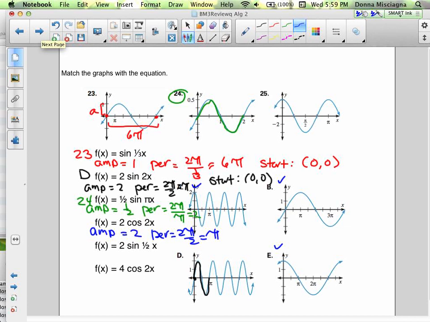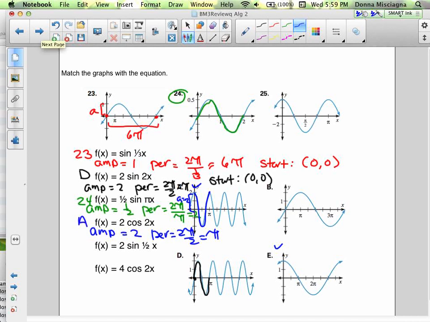Cosine starts at its max, because we have no shifts here, so we have to start at our max. That's going to eliminate this graph here, which is starting at 0, 0. It leaves the other 2. Let's take a look at this one. The amplitude there is 2. Let's see about the period. We start here at our max, got the x-intercept, got the min, x-intercept, and back to the beginning. So that has a period of pi, and that would be the correct graph. So letter A matches that equation.